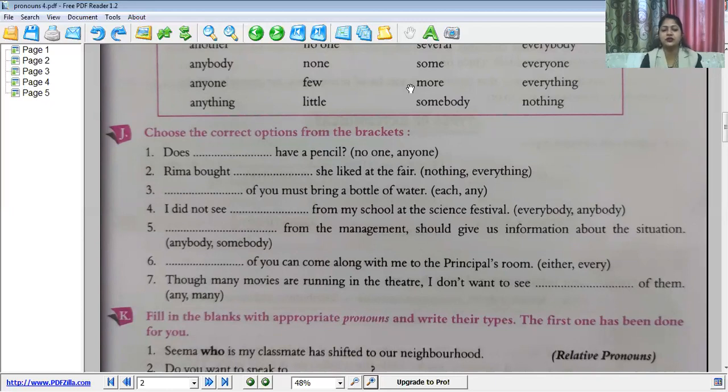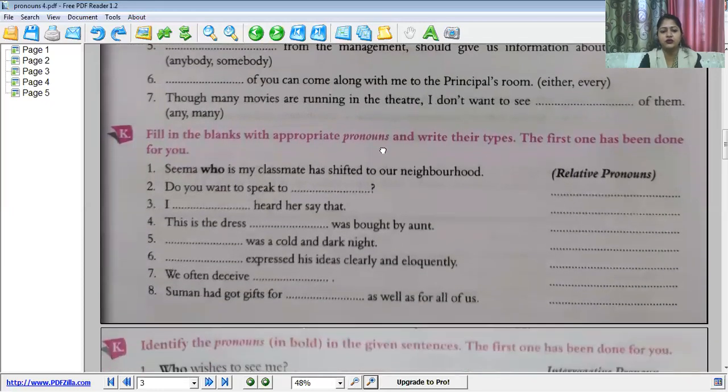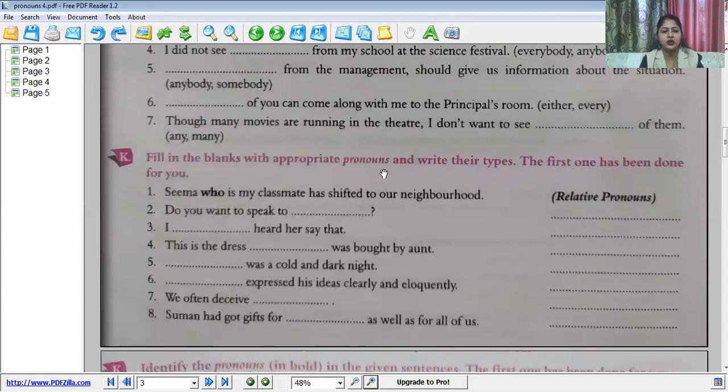Fill in the blanks with appropriate pronouns and write their types. Okay, now we have to do these. The first one has been done for you. Seema dash, is my classmate, has shifted to our neighborhood. Who? And you have used relative. Now you will use the next one. Do you want to speak to me? So the me will be personal pronoun.